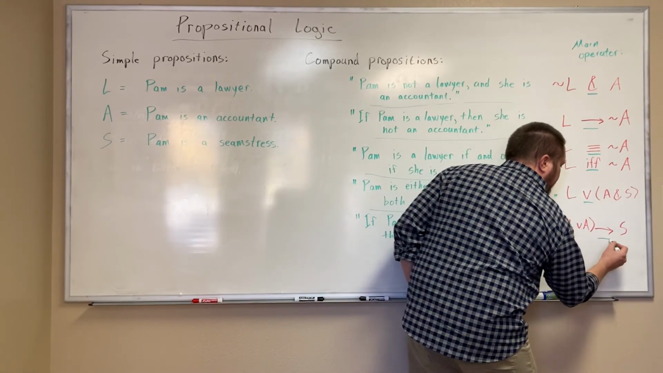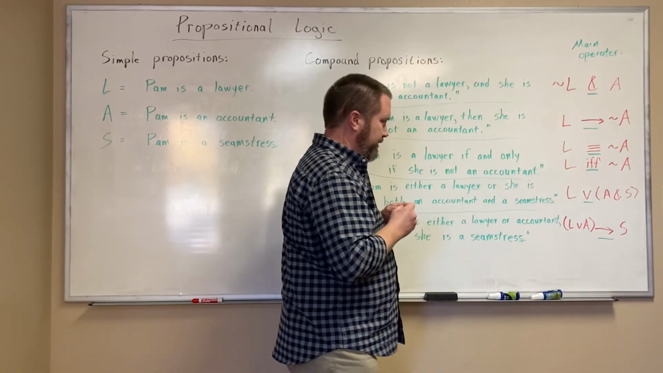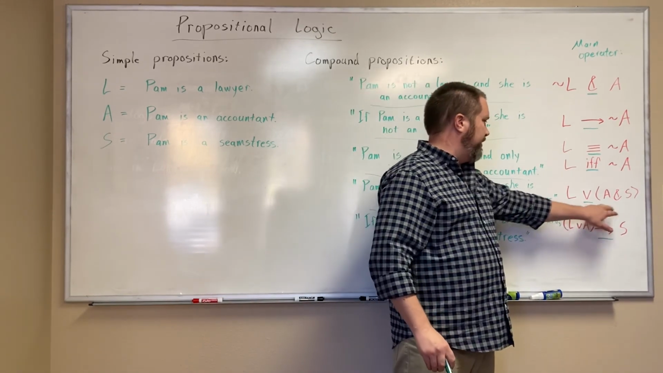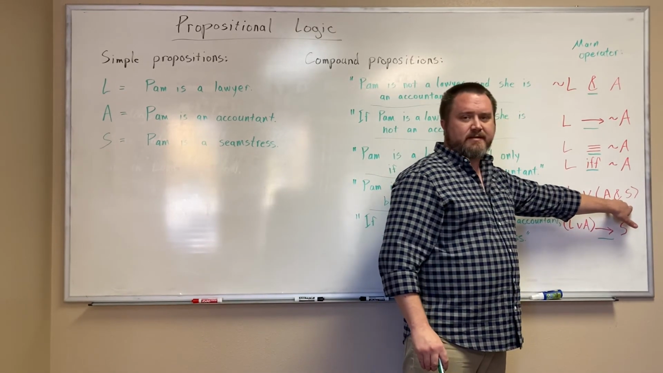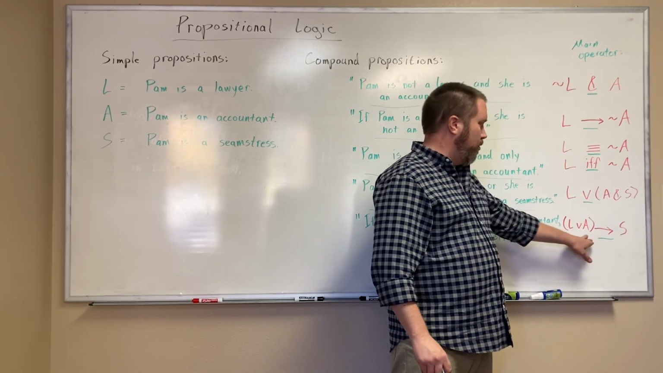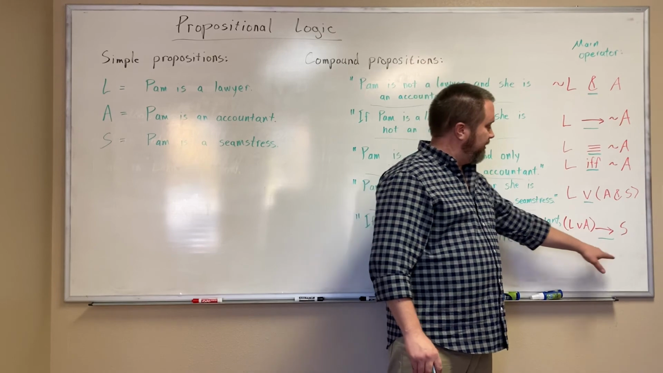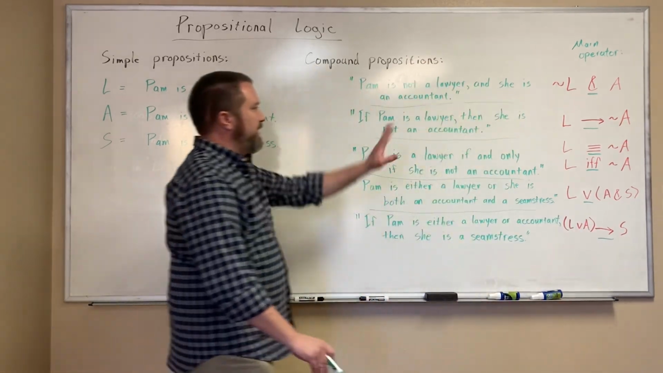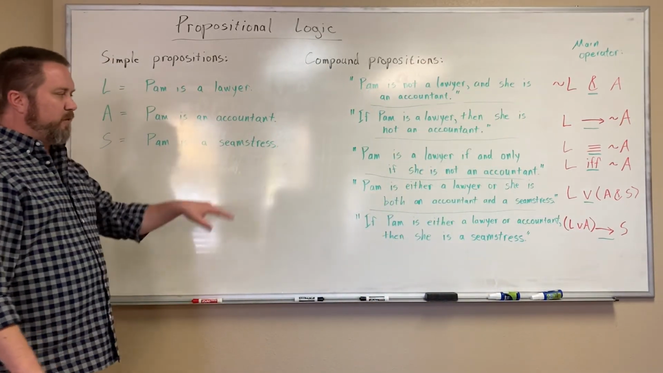And then the wedge in this one is the main operator, so the A and S is basically its own entity, and then the L or A is its own entity over on this side, with the S. Again, I'll get into that later. Just worry about the symbolism now.